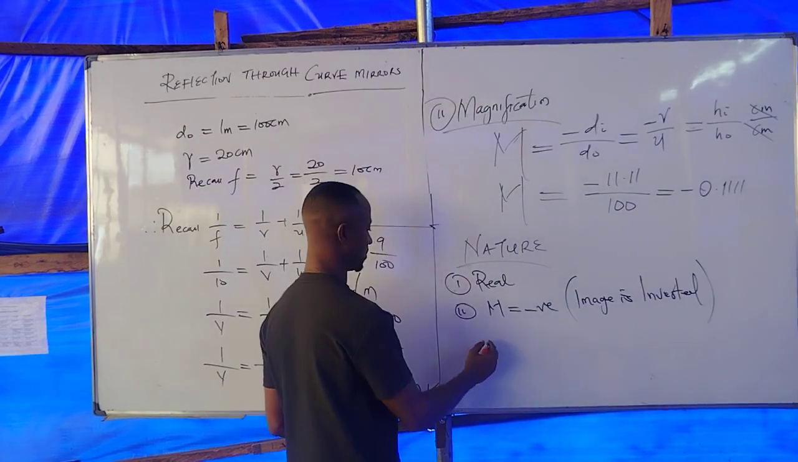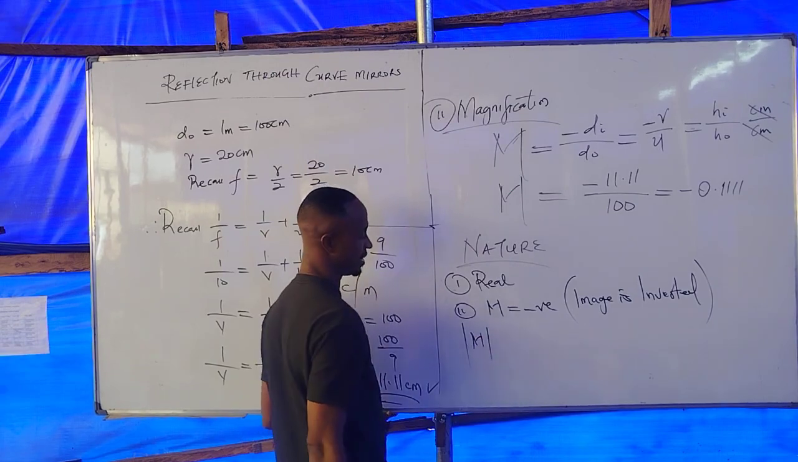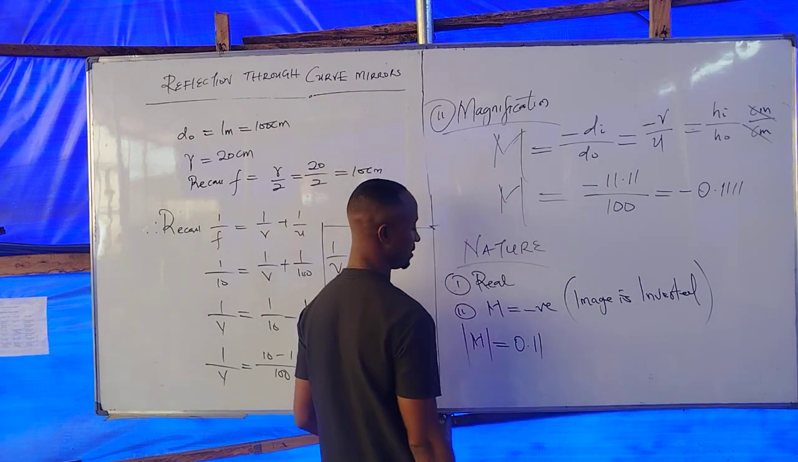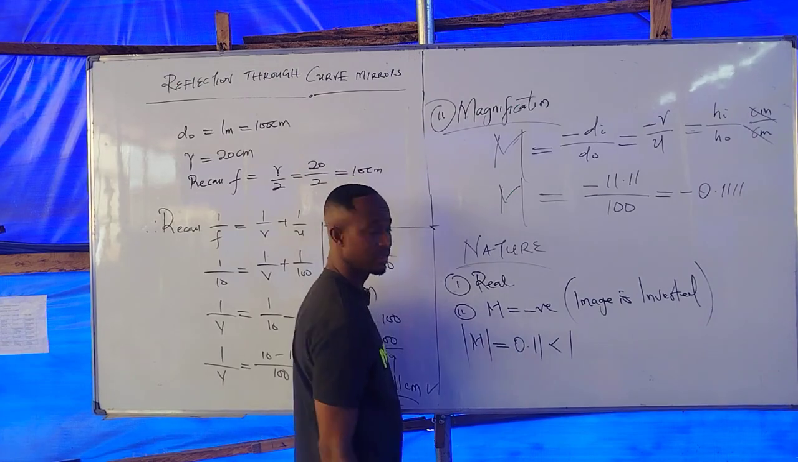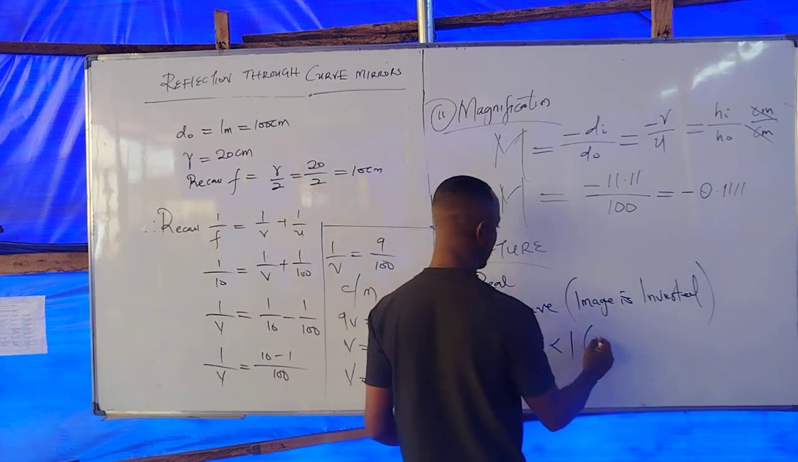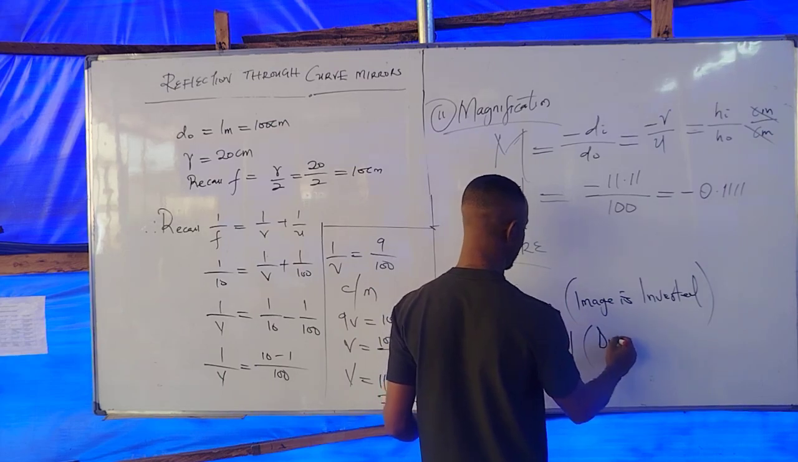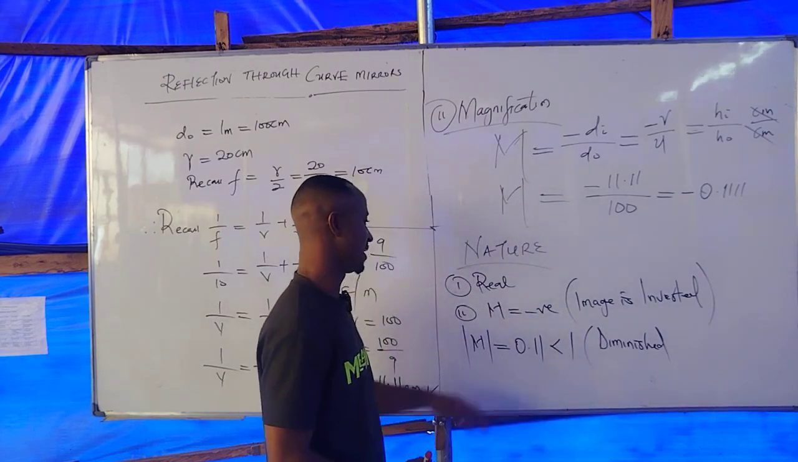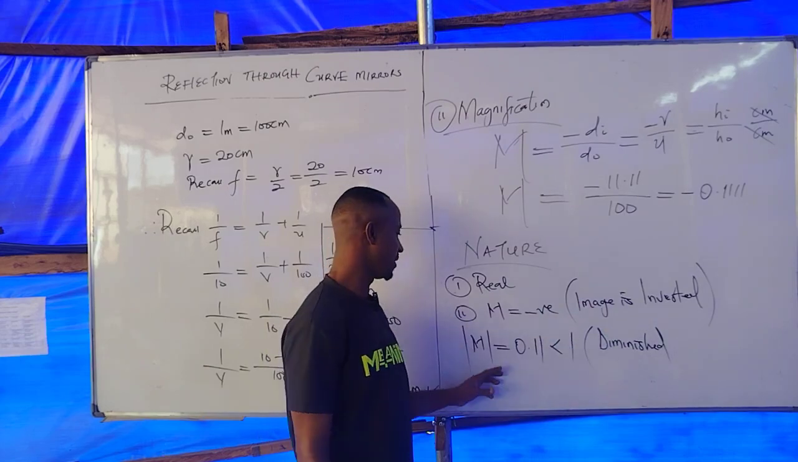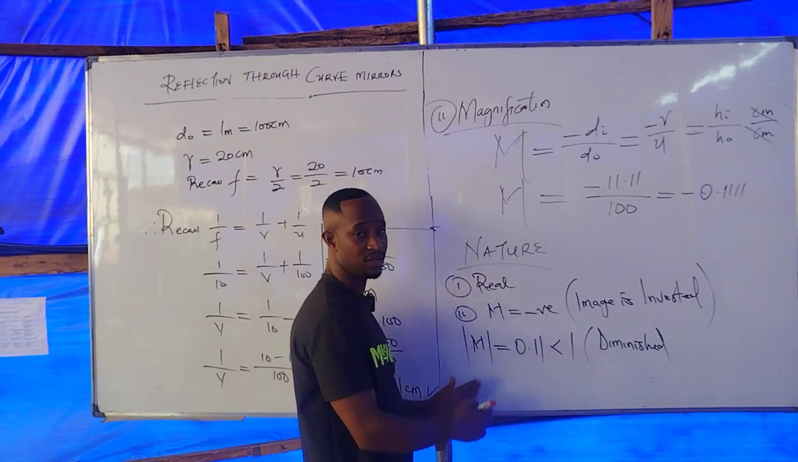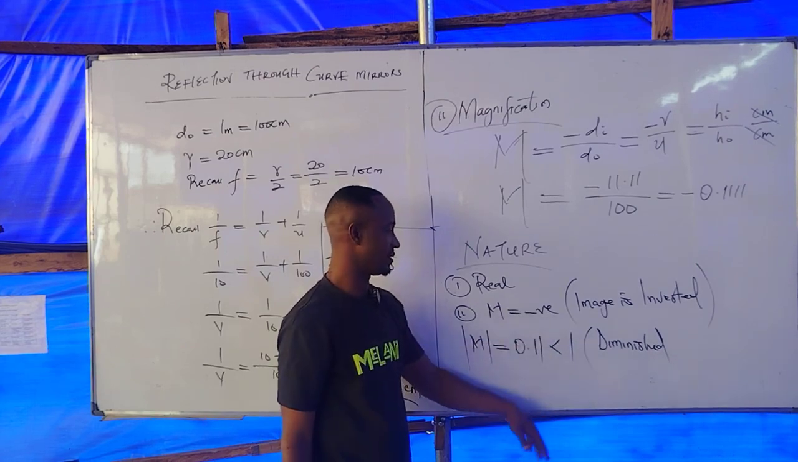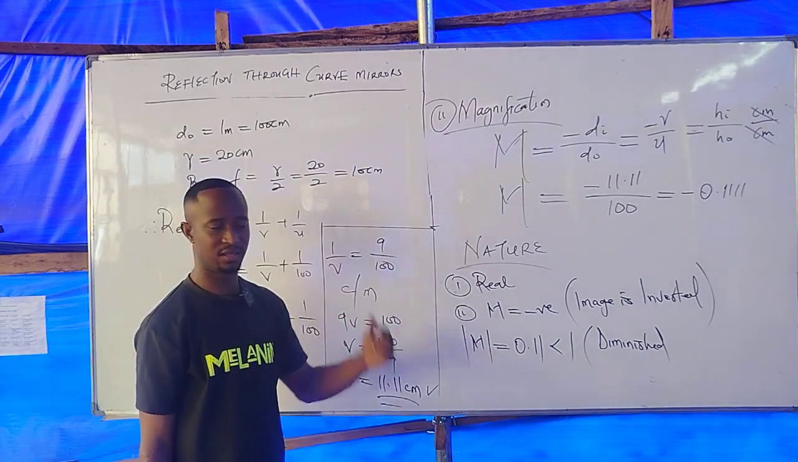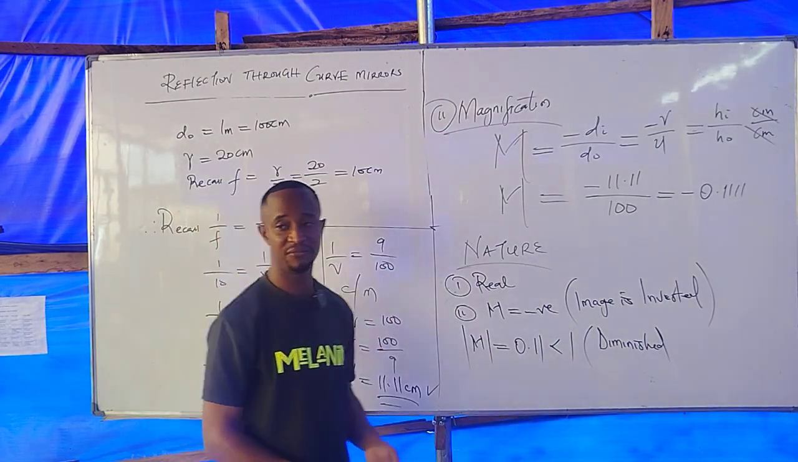Let's check this also. The absolute value of our magnification, I guess, is what? 0.11, right? This is less than 1, right? Since it's less than 1, the image is also diminished. We say that when your magnification is negative, the image is inverted, but when the absolute value of your magnification is less than 1, the image is diminished. This is the same thing as the first one, right? Just that they have different figures.